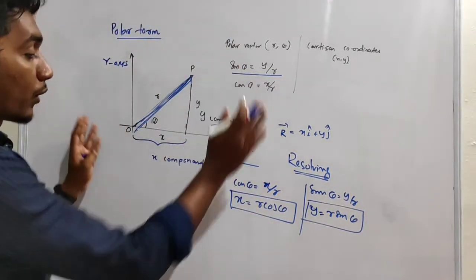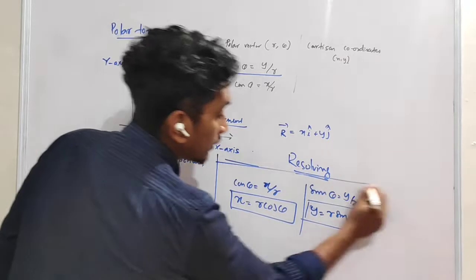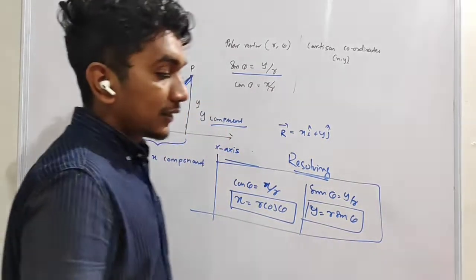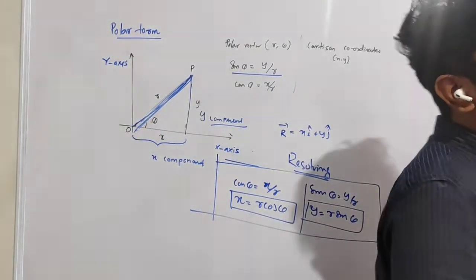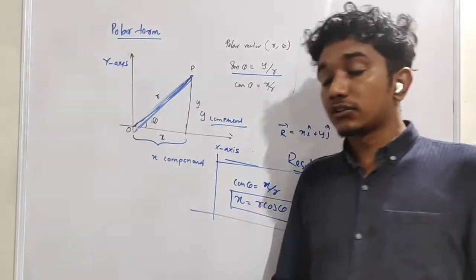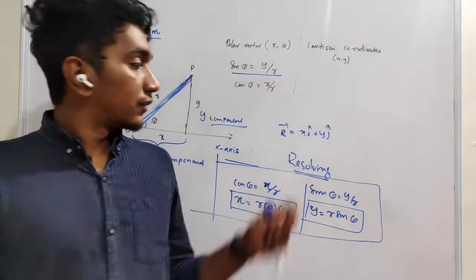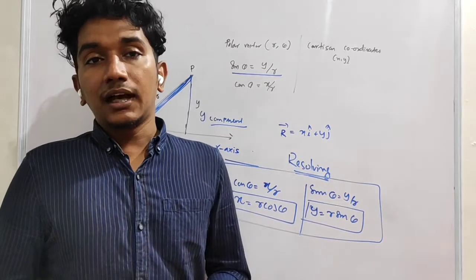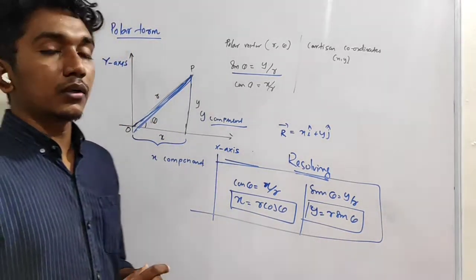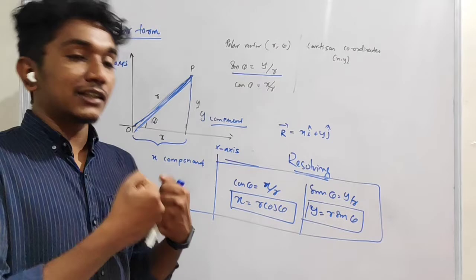So this is the polar form, and I have finished this one also. That is resolving or resolution of a vector. Okay, so this is how we resolve a vector, and now we are going to talk more about how to add two vectors.